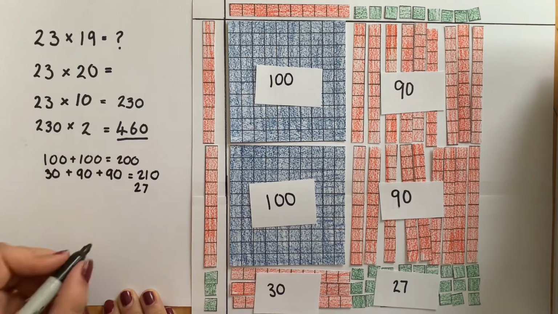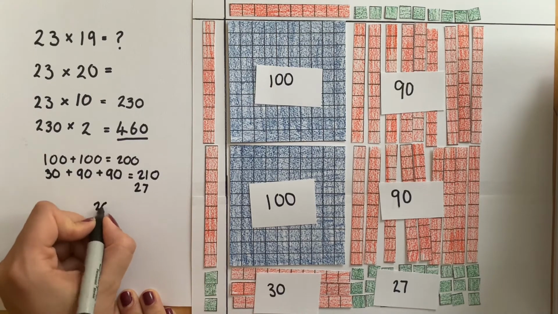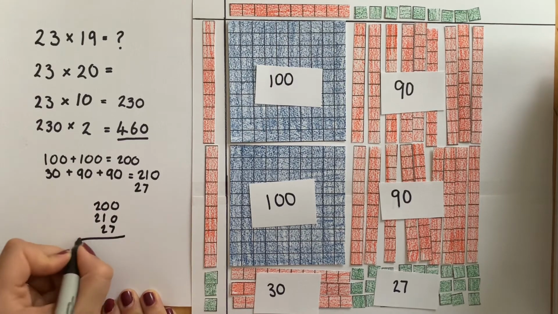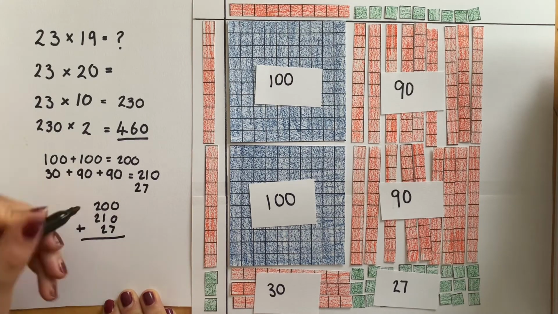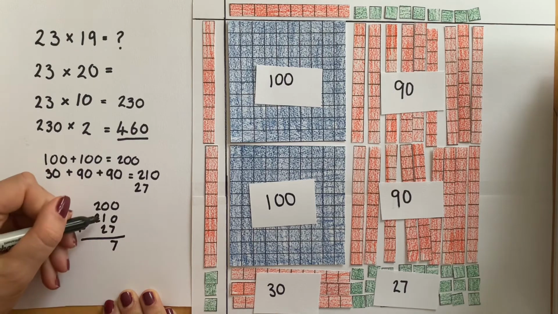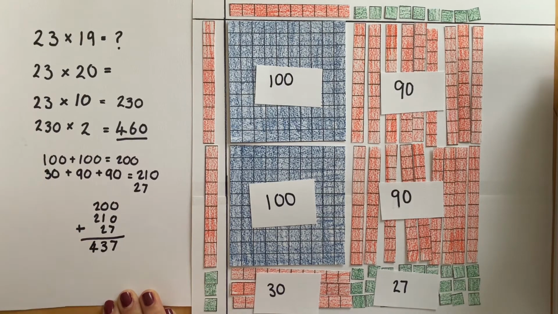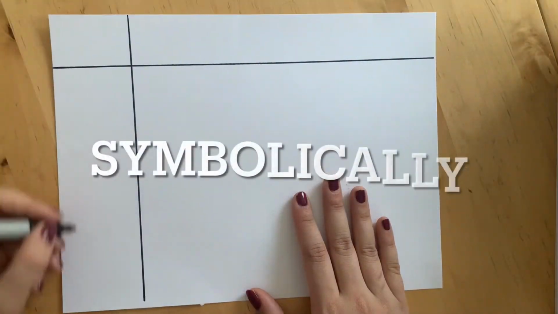So now I'm going to add these up using the column method. So I have 200, 210 and 27. Let's add them together. 0 plus 0 plus 7 equals 7. 0 plus 1 plus 2 equals 3. And 2 plus 2 equals 4. So our final answer for 23 multiplied by 19, our product, is going to be 437.